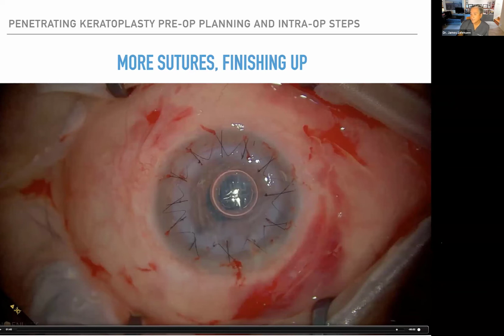And then how do you size the base? Dr. Anonymous Attendee says, how do you size donor based on recipient corneal size? So like I said, if it's a 12 millimeter horizontal diameter, you can go with an 8 millimeter graft. If it's an 11 millimeter cornea, you want to go with like 7.5 or 7.